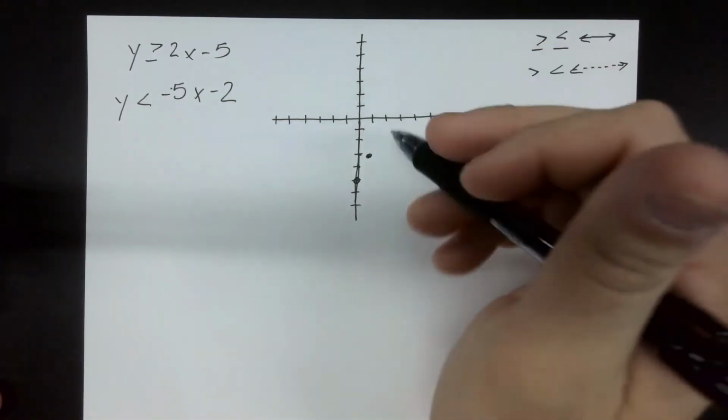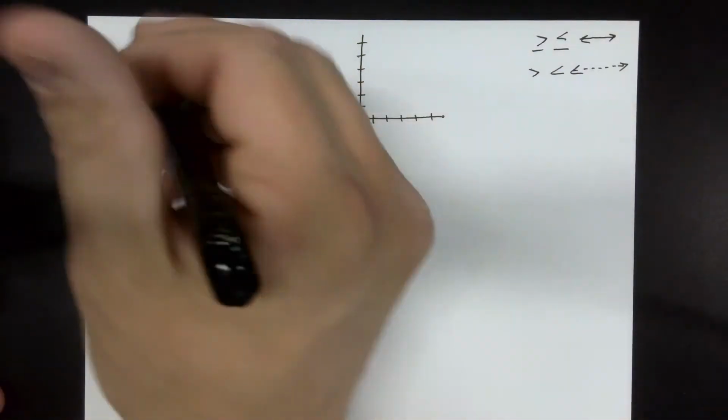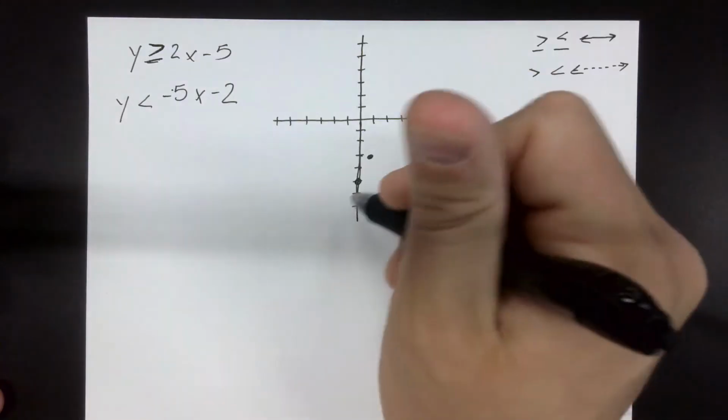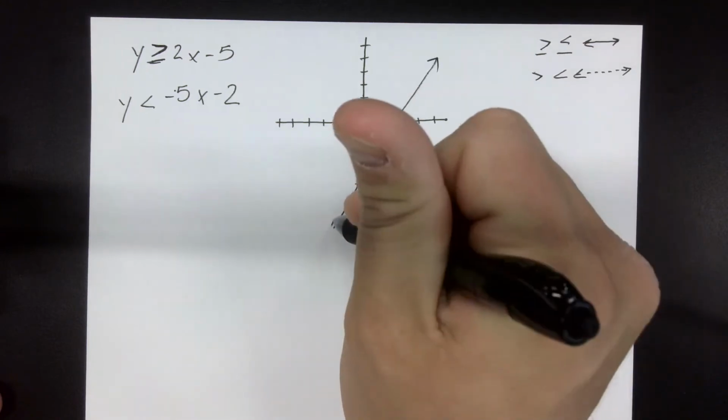Janae, is it a solid or a dotted line? I think it's dotted. This is a solid. Oh, the top one. I was looking for the other. So, remember, if it's equal to, it's solid. Okay, so now this one looks like this.